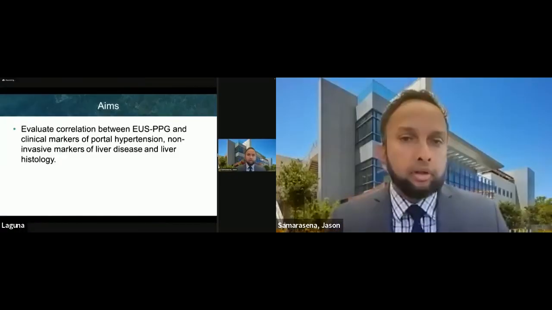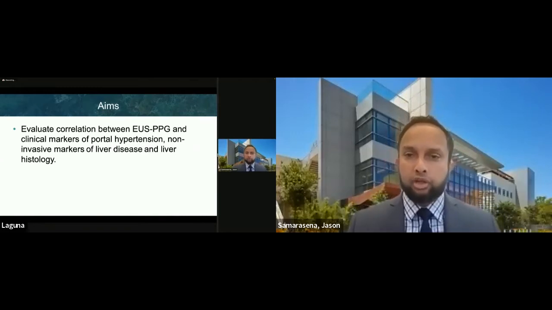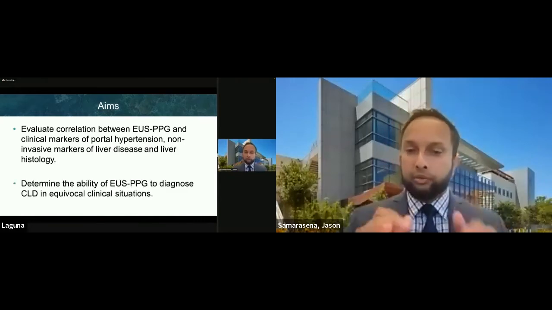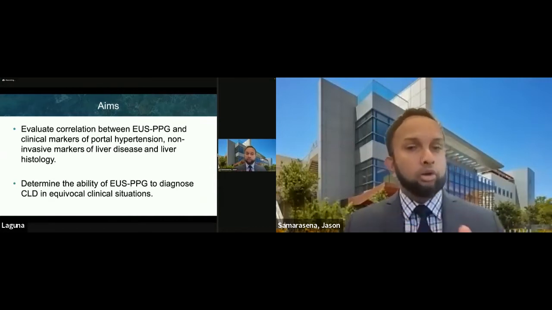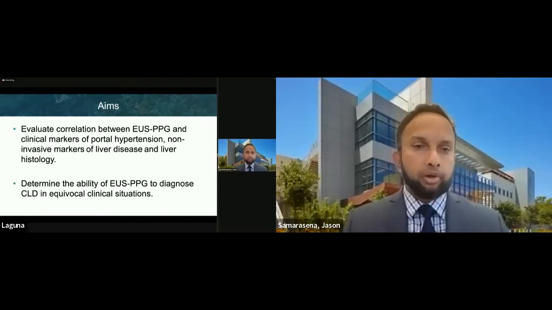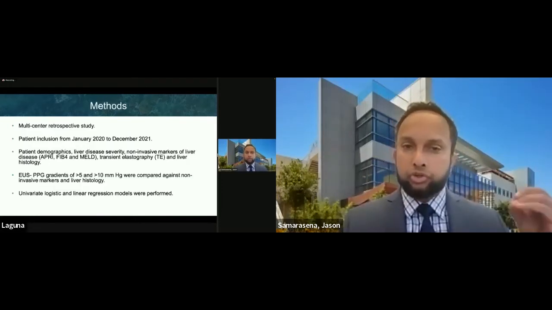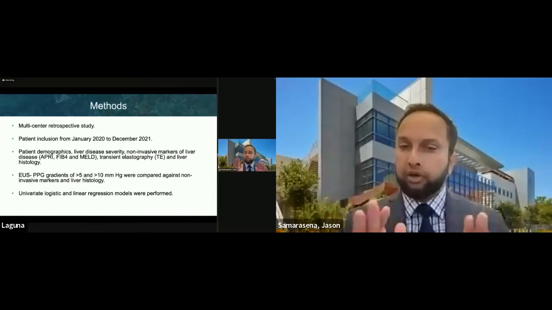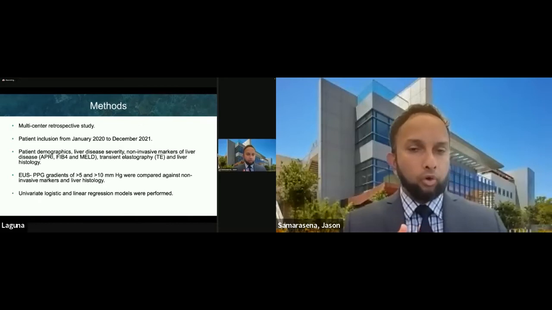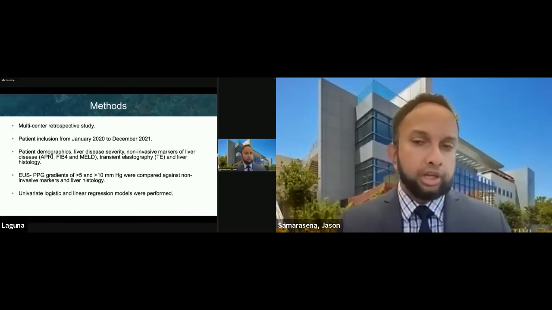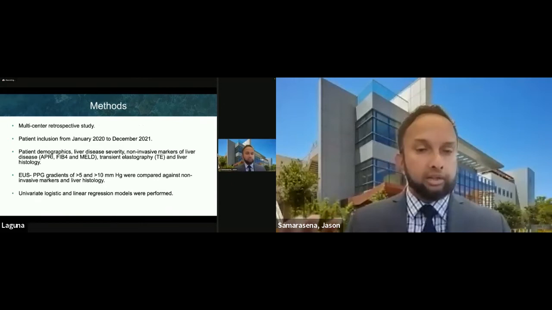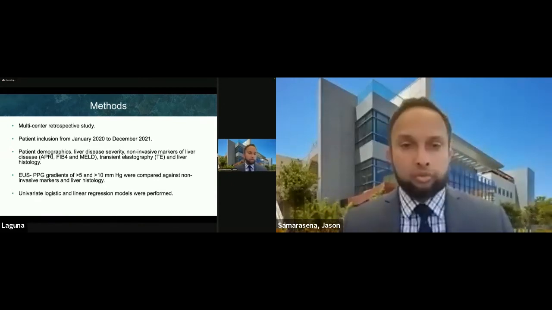So our aims were to evaluate a correlation between EUS-PPG and clinical markers of portal hypertension, as well as non-invasive markers of liver disease and liver histology. Also, we wanted to determine the ability of EUS-PPG to diagnose chronic liver disease in these equivocal clinical situations that I just brought up. This was a multi-center retrospective study. Patient inclusion was from January 2020 to December 2021, so almost 2 years of data. We collected patient demographics, liver disease severity, and non-invasive markers of liver disease, including the APRI score, the FIB-4, and the MELD. Transient elastography and liver histology data were included if they were available. EUS-PPG gradients of greater than 5 and greater than 10 were compared against these non-invasive markers and liver histology. Univariate logistic and linear regression models were performed.